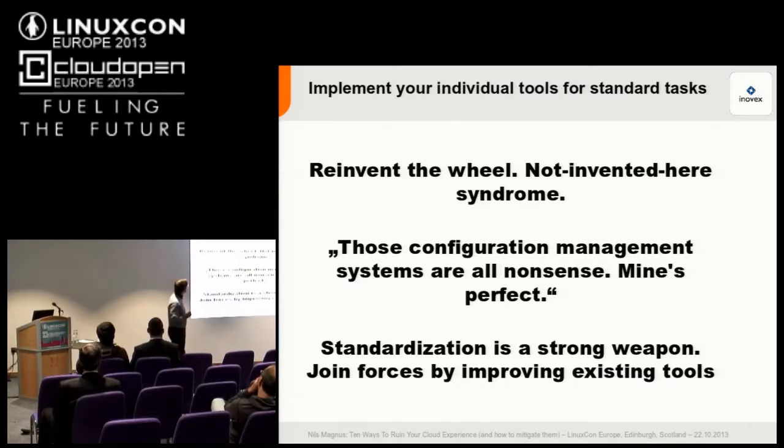Well, we invent the wheel, and sometimes it's a little bit about not invented here. You probably know this: because we wrote this small tool, we actually want to use it, even if we know there is something which does more or less the same job but has some other features. Well, however, your mileage may vary in this situation.